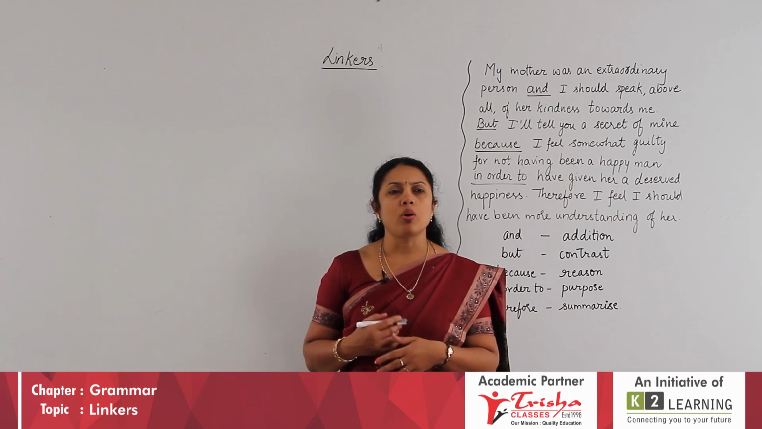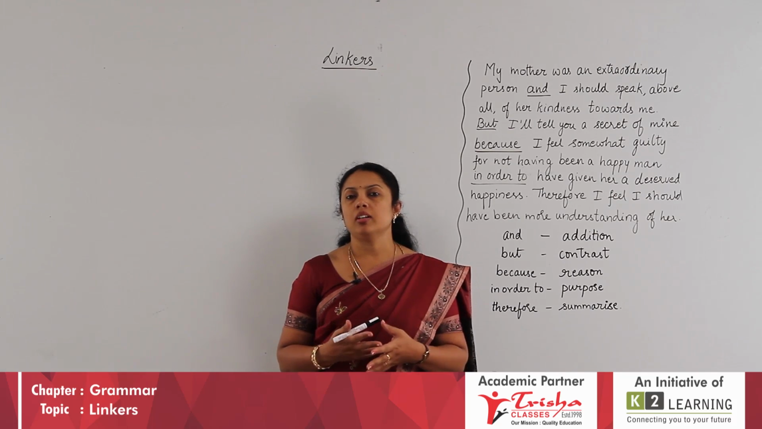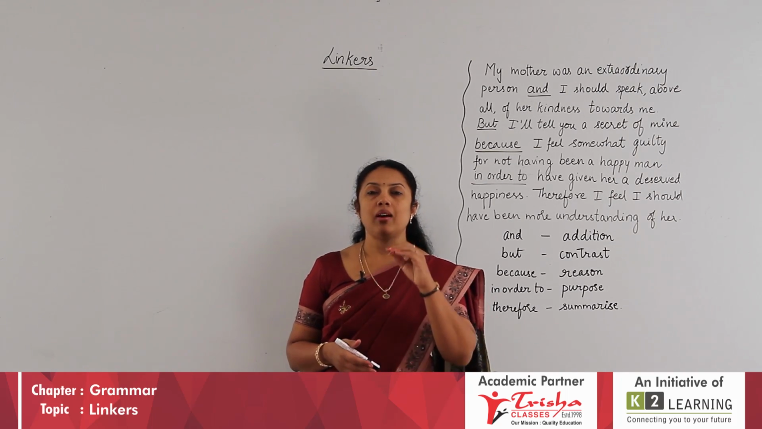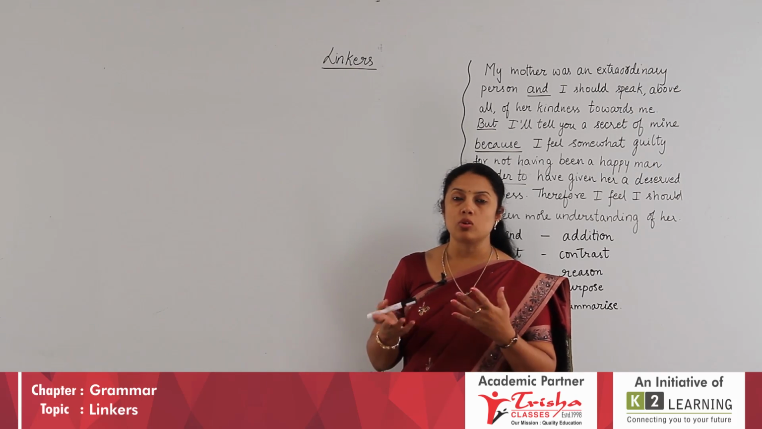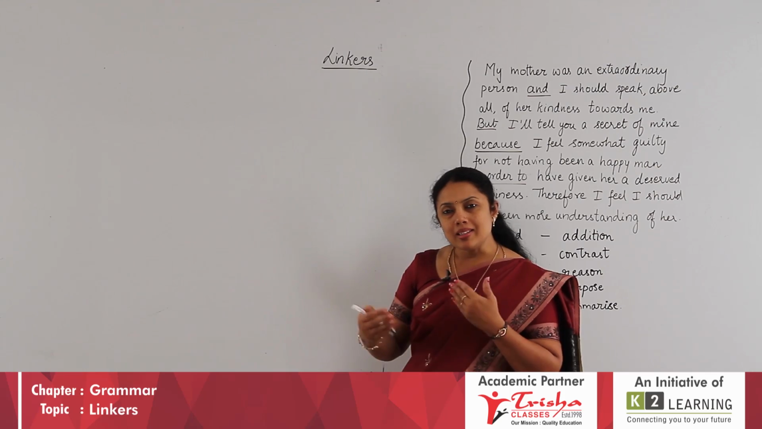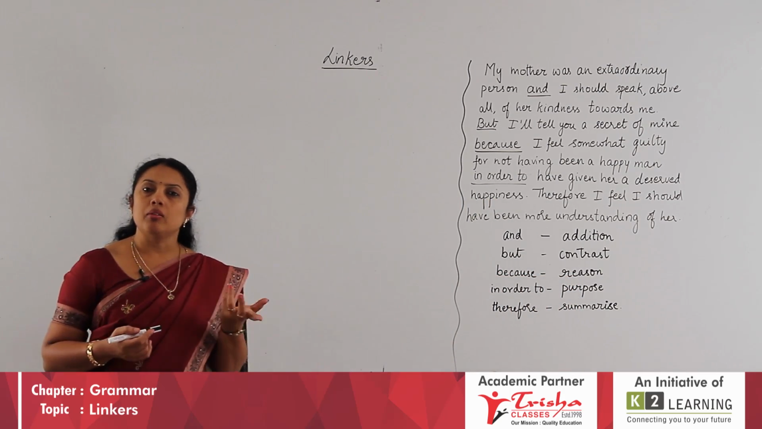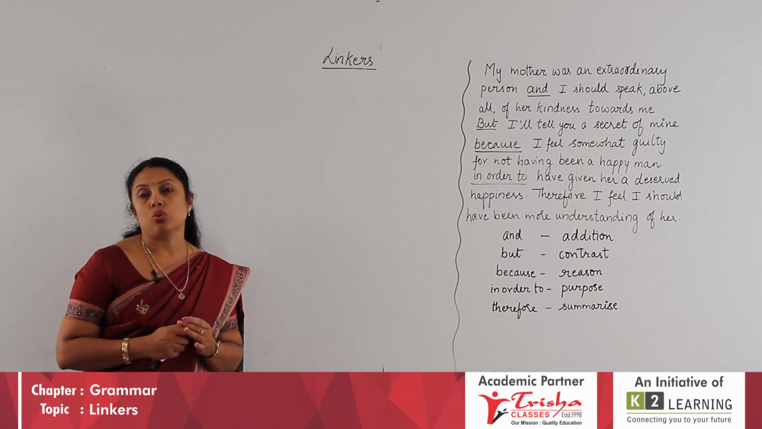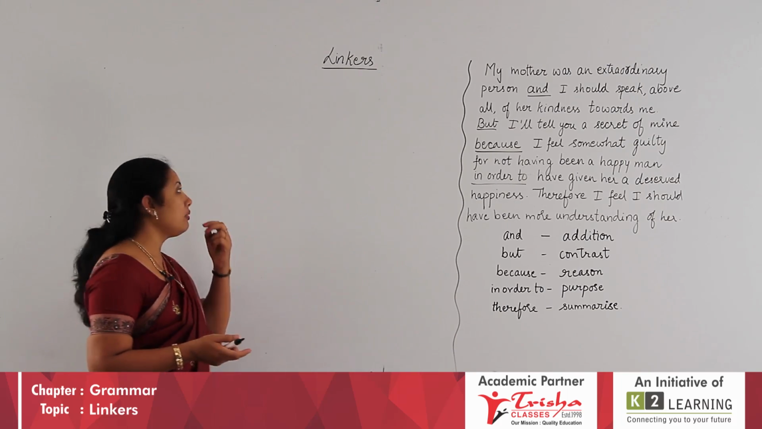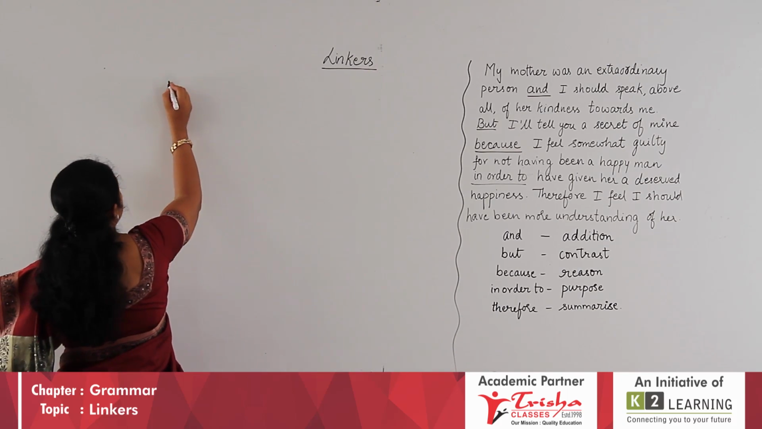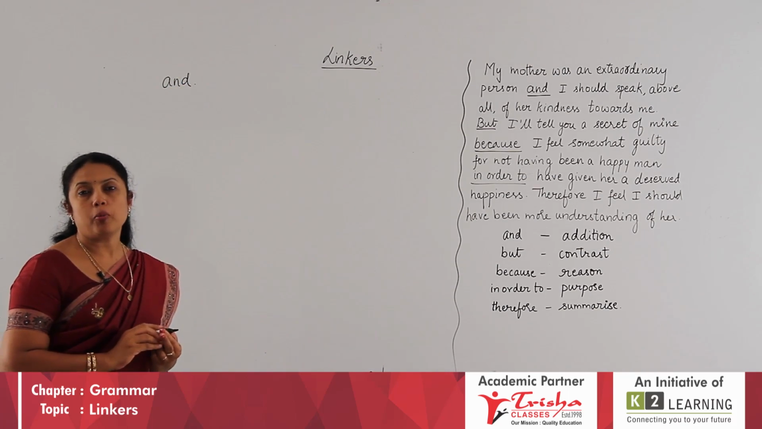Probably from class 1, 2, 3, when we started framing sentences, we learnt about linkers then, but we haven't heard this word called linkers or cohesive devices. So let us learn how we learnt in the younger classes like class 2, class 3, when you were made to write down sentences and join them together. The first linker that all of us used is and. That was one linker that was very popularly used.